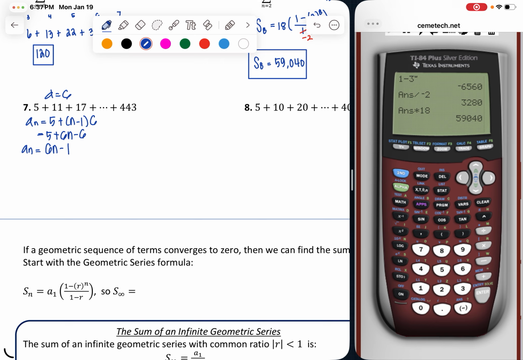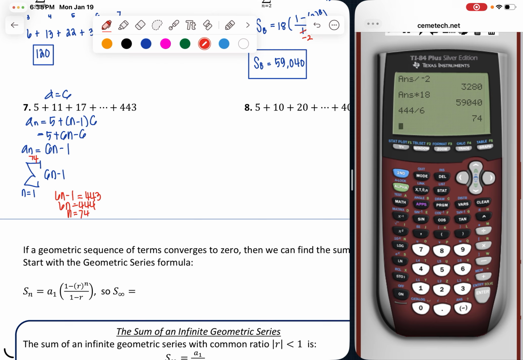minus 1. All right, so if I wanted to write it in sigma notation so I can get used to what I've been seeing, I know this is 6n minus 1. And then when I plug in 1, I get my first term, which is that 5. And then I want to know what term number this is. So I'm going to do 6n minus 1 is equal to 443 and solve that. So I have 6n is equal to 444. And then 444 divided by 6 is 74. So that's my 74th term.